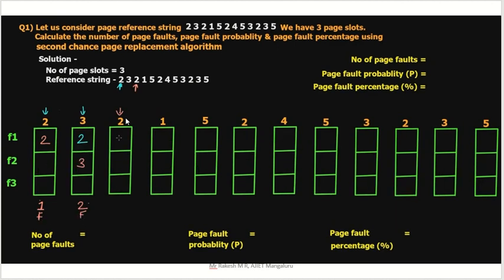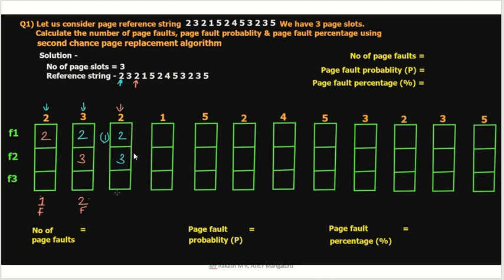Then go for 2. 2 is asked again. Is there an entry for 2 here? Yes, 2 is there. So the special method here is, if that particular number is asked again, then we give a second chance to that page. That is called second chance. So 2 is asked again, and this is called a page hit. Whatever number is asked, that number is there, so this is a page hit. It is asked again, so we give a second chance to this page.